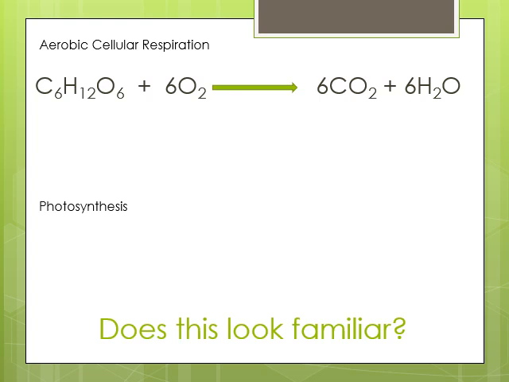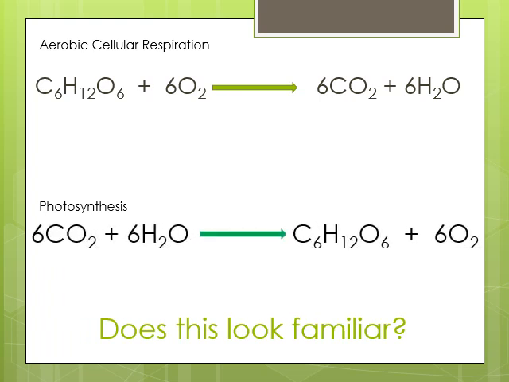This would look really, really familiar, right? Because at the top, I've got the equation for aerobic cellular respiration. 1 glucose plus 6 oxygen yields 6 carbon dioxide and 6 water, which is just the exact opposite of photosynthesis. Carbon dioxide and water yields glucose and oxygen. There's a relationship between the two. Is that obvious enough? Okay.